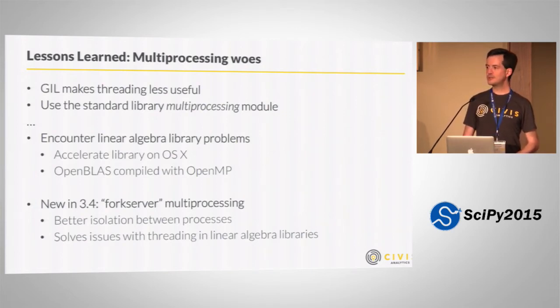Python 3.4 introduces a new multiprocessing context they call forkserver. It has better isolation between processes. You lose some of the implicit memory sharing from the default fork state, but it avoids this multiprocessing linear algebra bug. Something to be aware of if you're working with multiple processes.